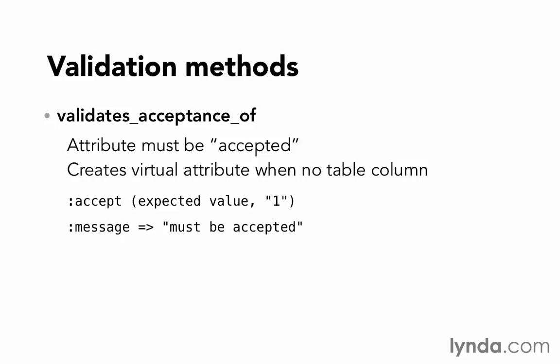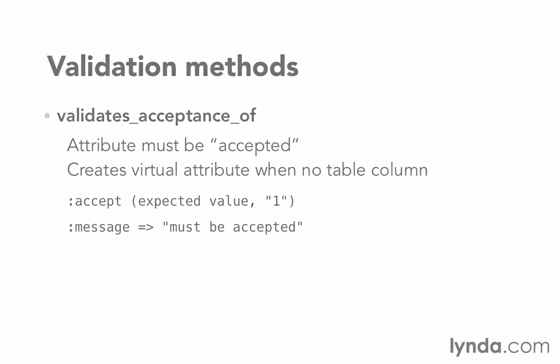It does one other thing for you besides that. Because it's something like the terms of service, it's often something that we don't necessarily want to store in the database. We just want the person to agree to it, but we don't need to actually store that value. So if you don't have a column in your table for it, then validates acceptance of will create a virtual attribute on your model and use that. You don't have to have a column. So we can still have that value checked, but it won't bother saving that value to the database. To the options hash, you can pass in the option for accept, which is what value you're looking for. By default, that's going to be the string 1 because that's what checkboxes will send in the form.